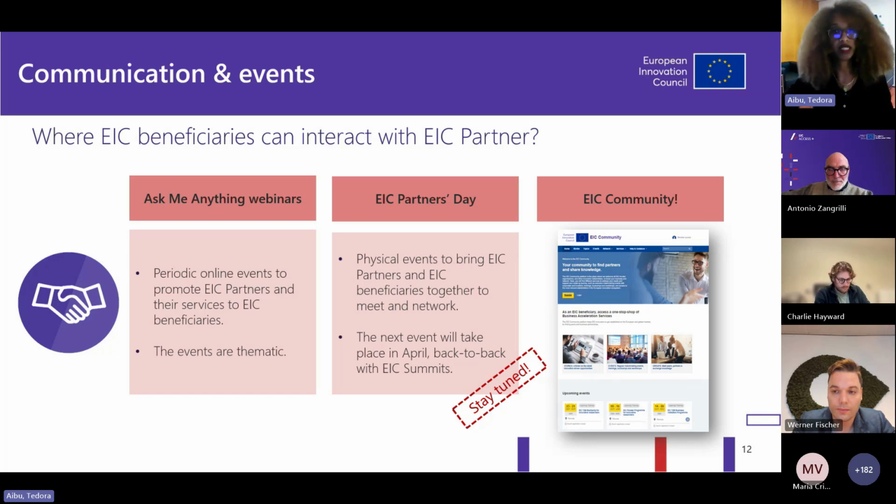And we'll also have the EIC Partners Day. This takes place back to back with the EIC Summit. It did before and it will do this year as well. So that will be in April. We will have more information published online, so keep an eye out in the coming weeks. It's a physical event. It is to foster connection, to promote networking between partners and EIC beneficiaries. And you can also find the EIC partners in the EIC community. They have a specific tag that says EIC partners that you can use to filter them out and identify who they are.